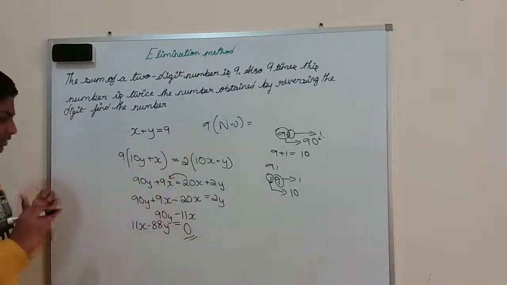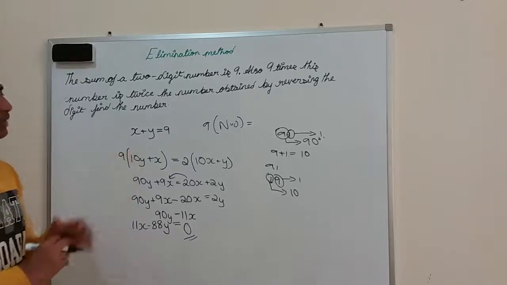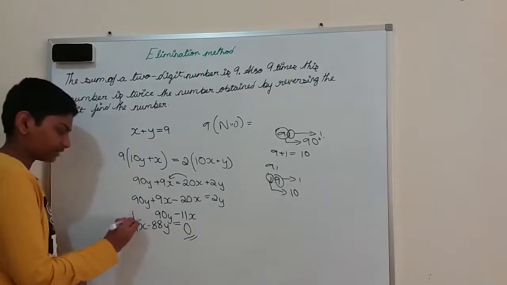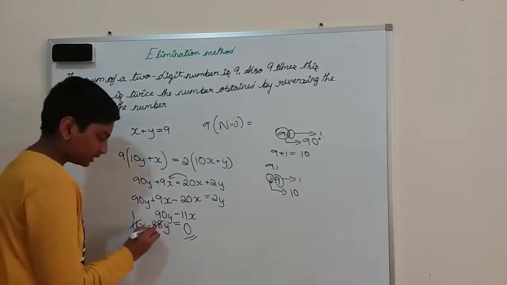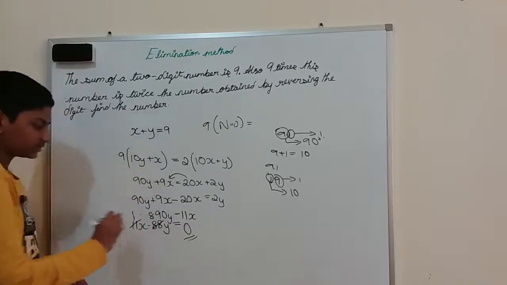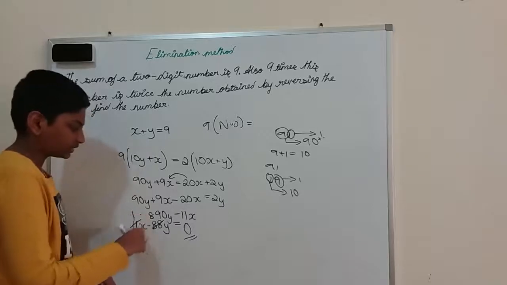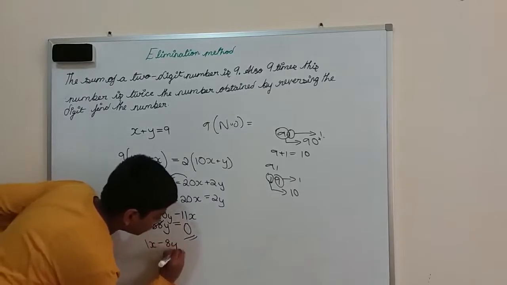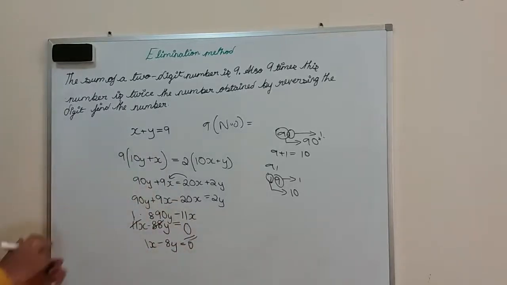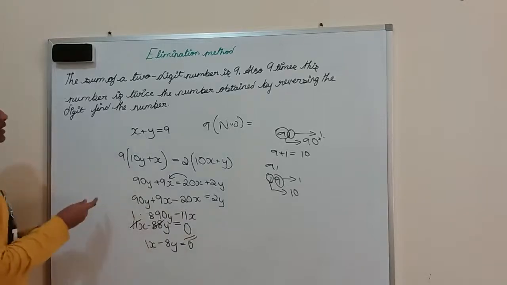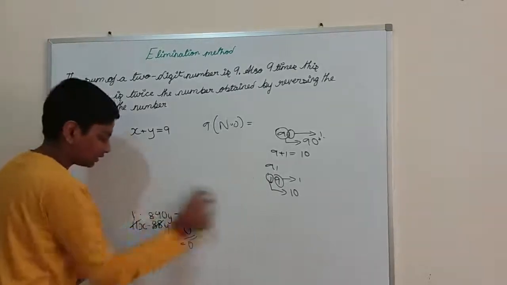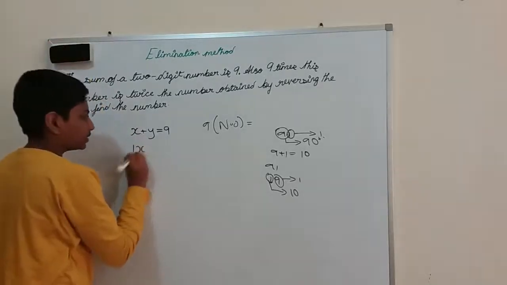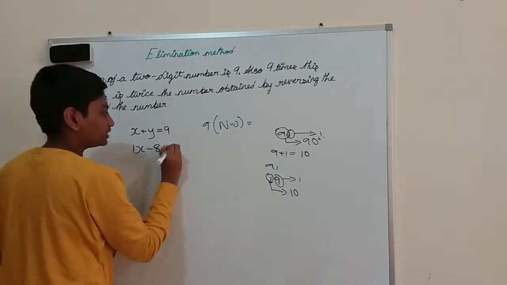But wait, we'll stop over here. I don't need to multiply this with 11 to make it common. I will just divide both, since they are equal. 1x is equal to 1 into 8 y, 11 into 8 is 88. So it will become 1x minus 8y, which is equal to 0. I made it simpler now. So it is nothing but x minus 8y equal to 0.